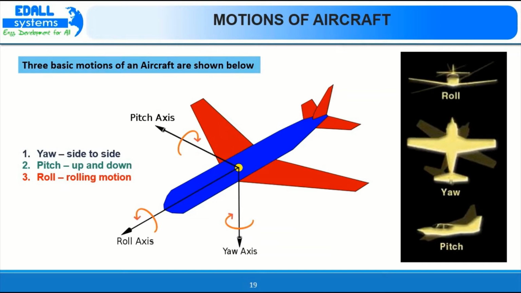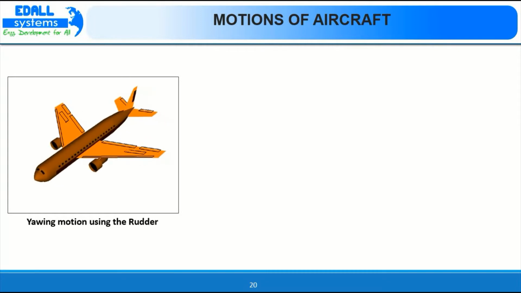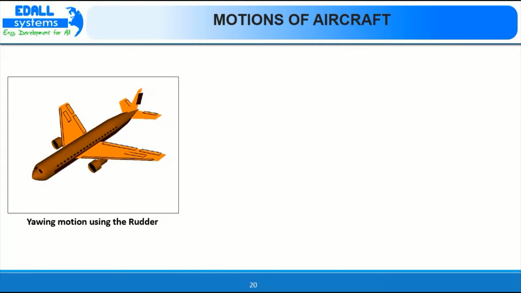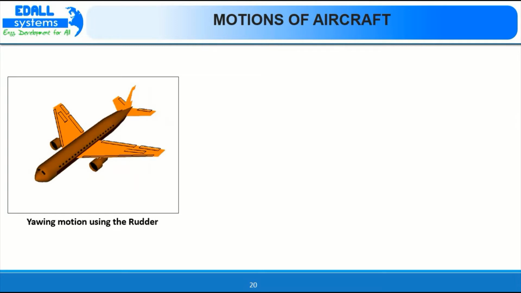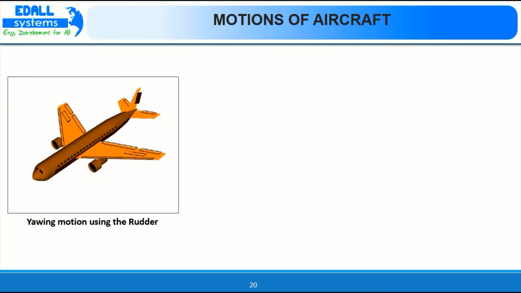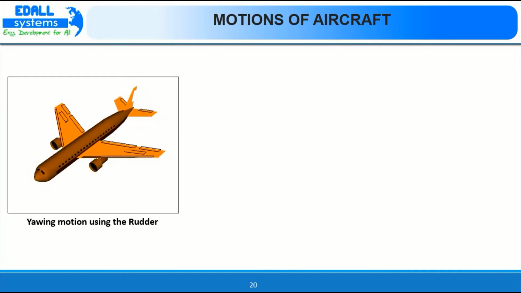We will see how these motions are created with the help of these devices. In the first figure we can see yawing motion using the rudder. Here we can see the rudder part, which is present at the empennage on the vertical stabilizer. The rudder is moving in a side-by-side direction, and the aircraft moves side to side with the help of the rudder. So the rudder helps in yawing motion.